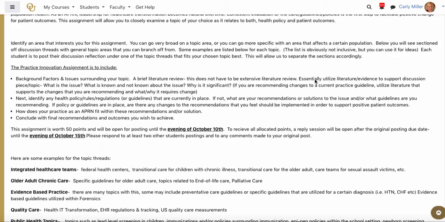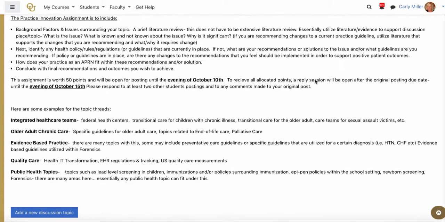In terms of response, just do 2 other students. You don't have to respond to every single forum, but do 2 other students' postings and then any comments off of your original. These are just examples. When you're posting it, try to post it under the one that it's most pertinent to, like integrated healthcare teams. These are examples, like a federal health center where they integrate multiple services, like they might have psychiatric mental health or within a primary care facility.